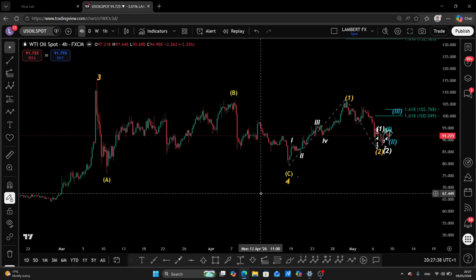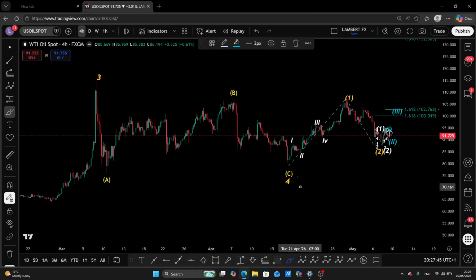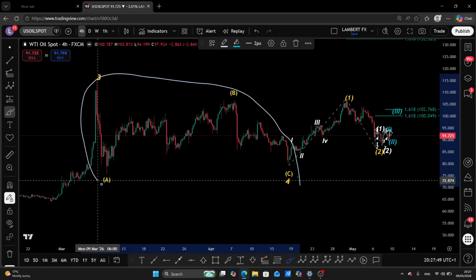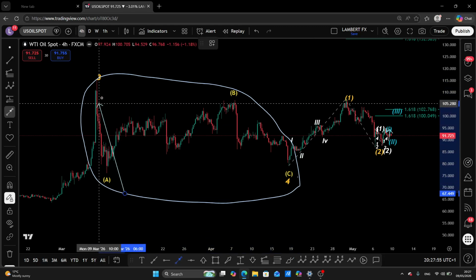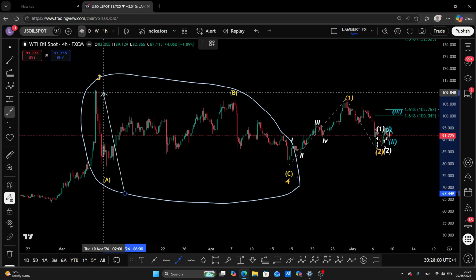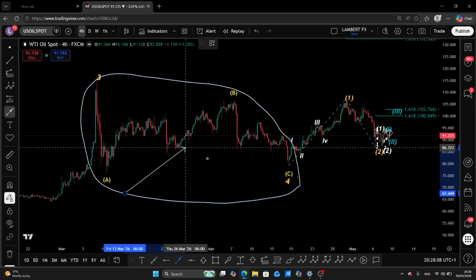So let's first of all look at this corrective pattern here. So this basically changed the whole thing. So we had this correction after this bullish movement, yeah, which we labeled as three. So this analysis is based on the Elliott wave principle. So after this push up for three, we need to see a four.